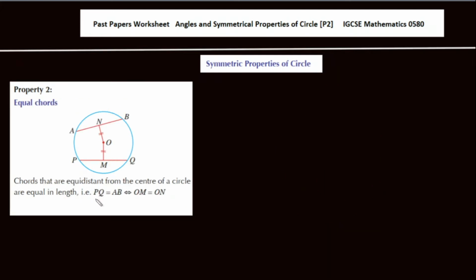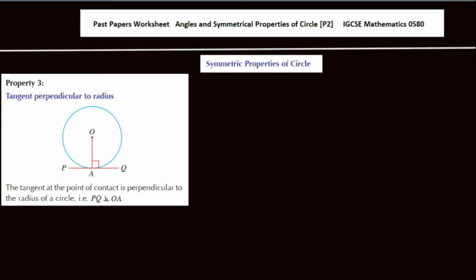Okay, so the second property is chords that are equidistant from the center of the circle are equal in length, which is simply stating that we have a chord here and we see a chord here. If these two chords have equal distance from the center, which can be seen from these double lines, so these two lengths are equal, then it would definitely mean that these two chords are also equal in length. So AB length will be equal to PQ length, since their distance from the center of the circle is also equal.